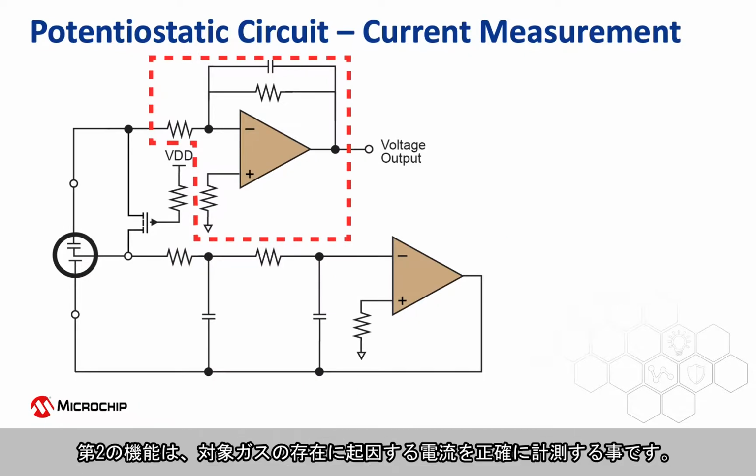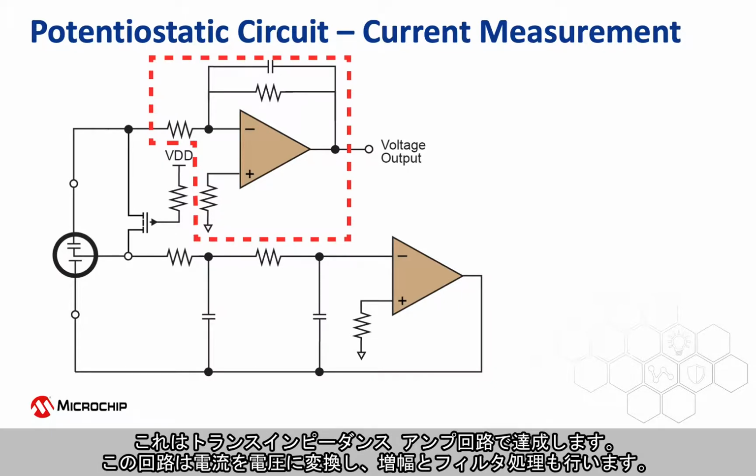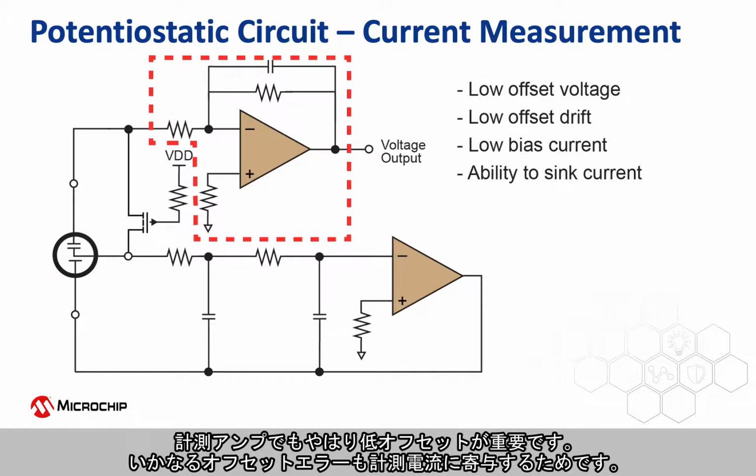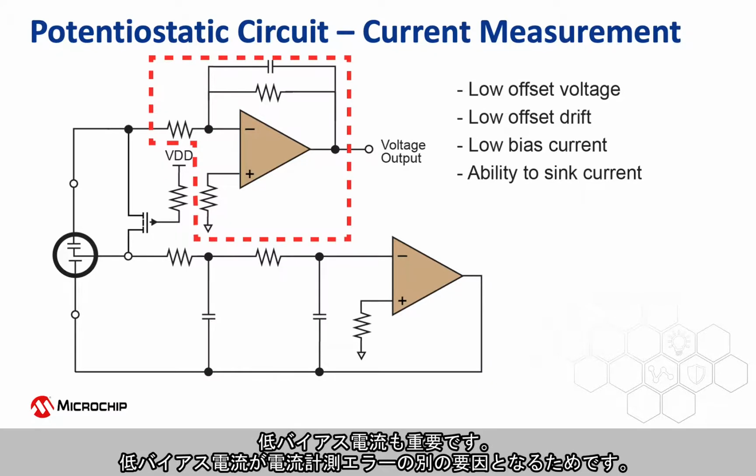The second function is to accurately measure the current that results from the presence of the target gas. This is accomplished via a transimpedance amplifier circuit, which converts the current to an equivalent voltage, along with some gain and filtering. For the measurement amplifier, low offset is again important, as any offset error will contribute to the measured current. Low bias current is also critical, as this will create another source of error in the current measurement.